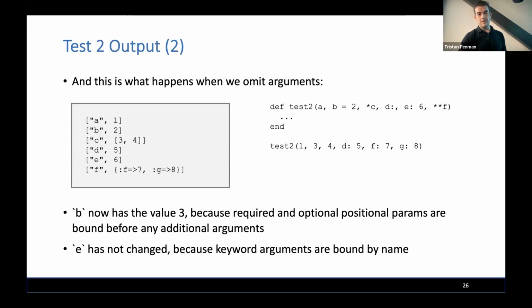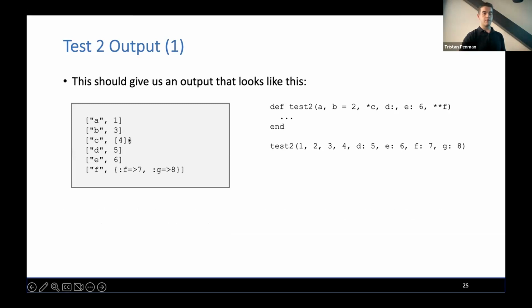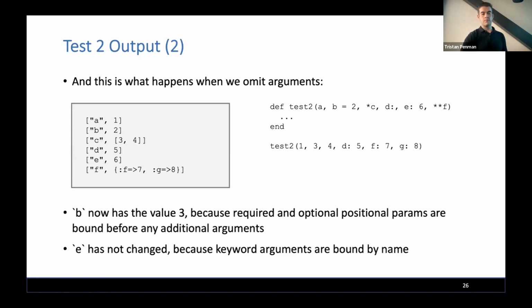And the reason this is wrong is if you look at test 2 here, we're passing in 1, 3, 4. But what should really be happening here is the binding should be A is 1, B is 3, because it's a positional argument, and then C should only be 4, not 3 and 4, which is what we actually see here. So I'll fix that up before this gets passed around.